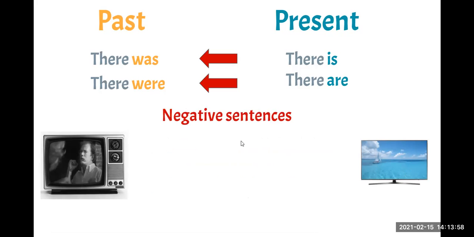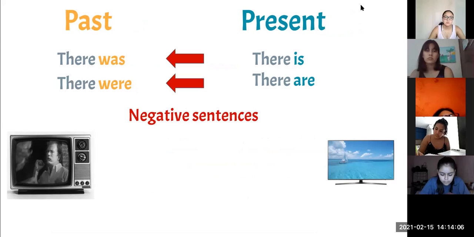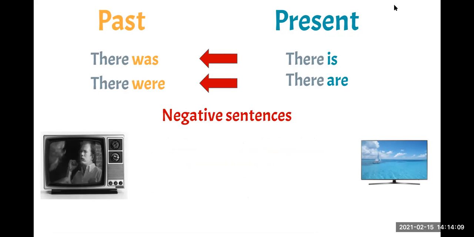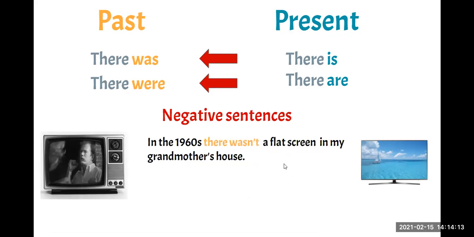So how can we change this sentence to the negative? ¿Cómo podríamos hacer la misma oración que teníamos, pero en negativo? There was not. There wasn't and there weren't. We are in the singular form now.